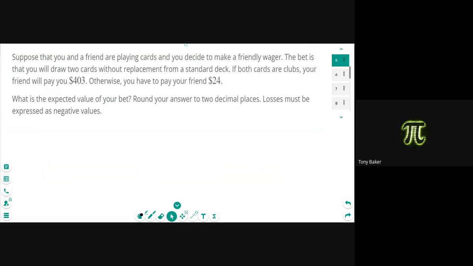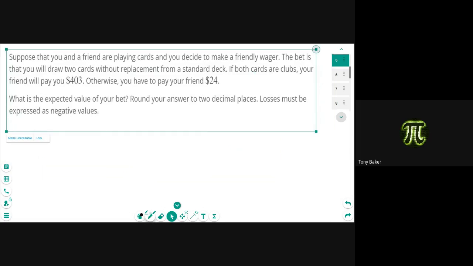All right. The next one's actually 2 parts, but they go together. So you'd have to figure this one out to do the next part anyway. Suppose you're playing cards. The bet is that you draw 2 cards without replacement from a standard deck. If both cards are clubs, your friend will pay you $403. Otherwise, you have to pay your friend $24. You want to find the expected value. Expected value needs 2 pieces of information: the amount of the bet and the probability that you're going to hit that bet. So the first thing we have to figure out is, what is the probability that you're going to hit 2 clubs?